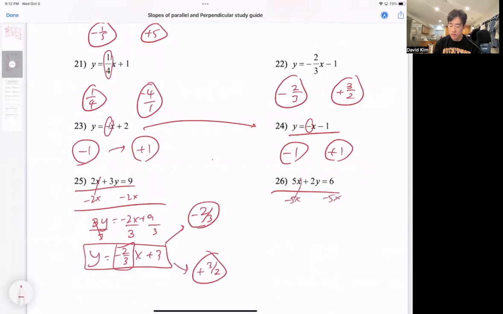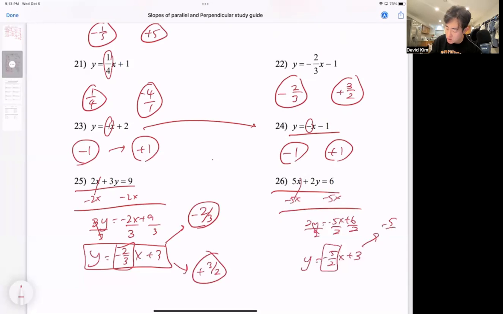Move the 5x to the other side. 2y equals -5x plus 6. Divide by 2 on every side. Y equals -5 over 2x plus 3. The slope right here will be -5 over 2, which means that the slope is -5 over 2 for the parallel, and the perpendicular will be 2 over 5, and it's going to be positive here.